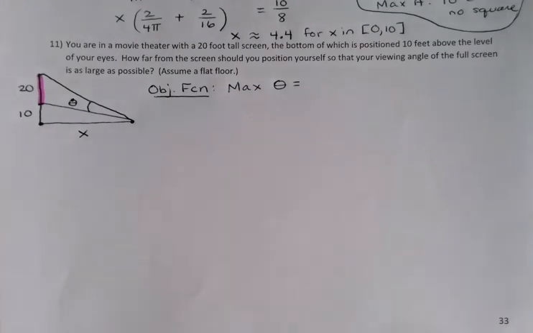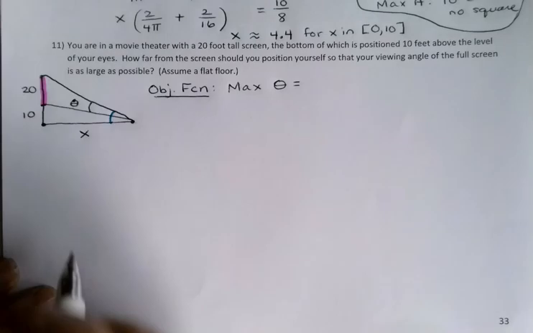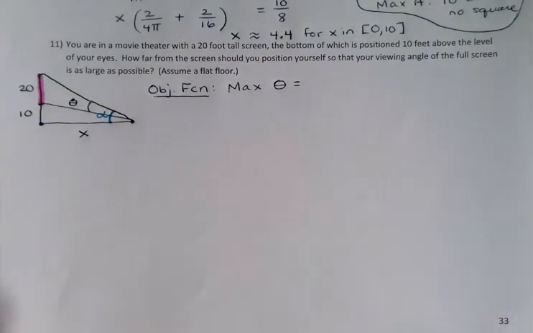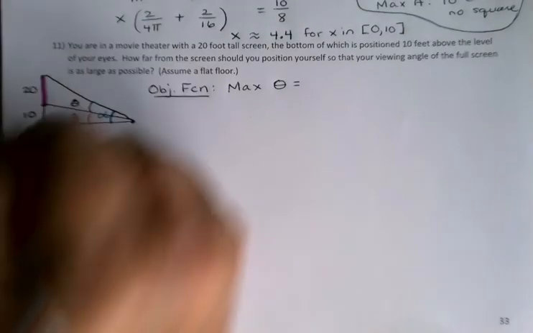Right? Unfortunately, theta is not part of a right triangle, and we all know that it's a lot easier to deal with trigonometry if we've got right angles. So instead of thinking about theta directly, I'm going to think of theta as the difference between two other angles. I'm going to think about this big angle here. Let me call that one alpha. And then I'll also think about this small angle here. I'm going to call that one beta.